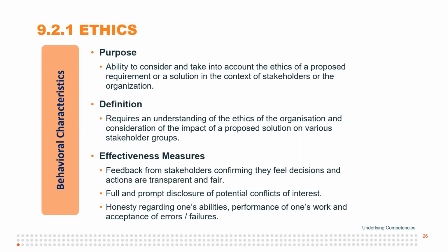One of the effectiveness measures is that you get feedback from the stakeholders confirming that they feel decisions and actions are transparent and fair. And that you fully and promptly disclose any potential conflicts of interest, and hopefully the stakeholders do too. And then that you demonstrate honesty regarding your own abilities, the performance of your work, and acceptance of any errors or failures. So those are the effectiveness measures.